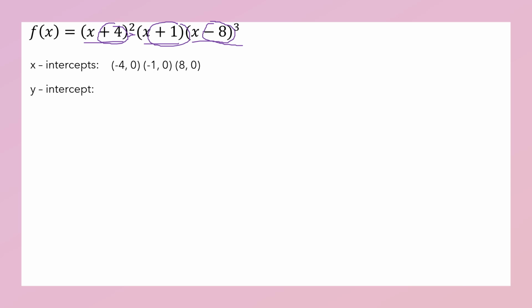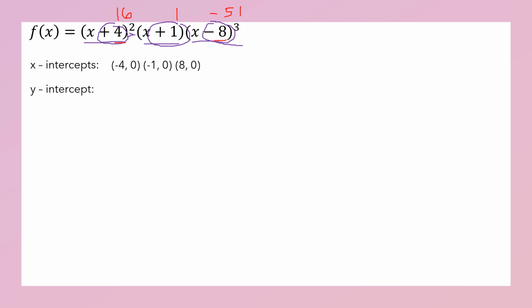Next one is for the y-intercept. For the y-intercept, we multiply the constants, but keep in mind that we do have here the existence of the exponent. So this 4 will transform into 16 because it is raised to the 2nd power. 4 times 4 is 16. This will remain as 1. But this one is negative 8 cubed. So negative 8 times negative 8 times negative 8 will give us negative 512.